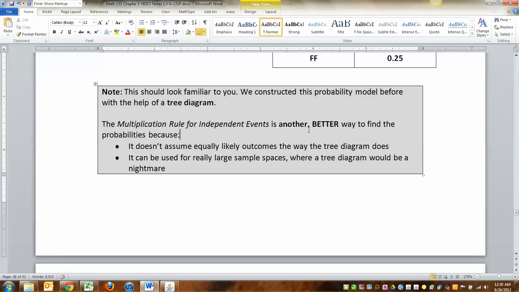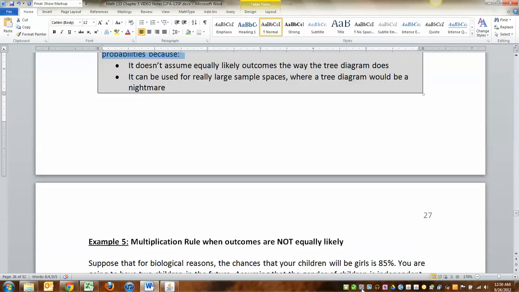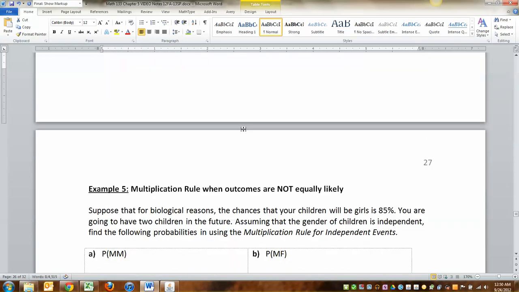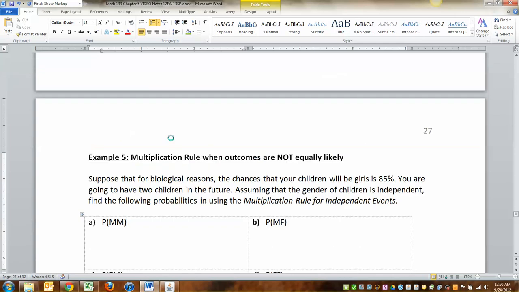Tree diagrams are nice when you're first learning, but they don't really help out too much in the long run. This method, this multiplication rule, will work all the time, even for more complicated data sets. Speaking of which, let's try to do it. So hold on one second.